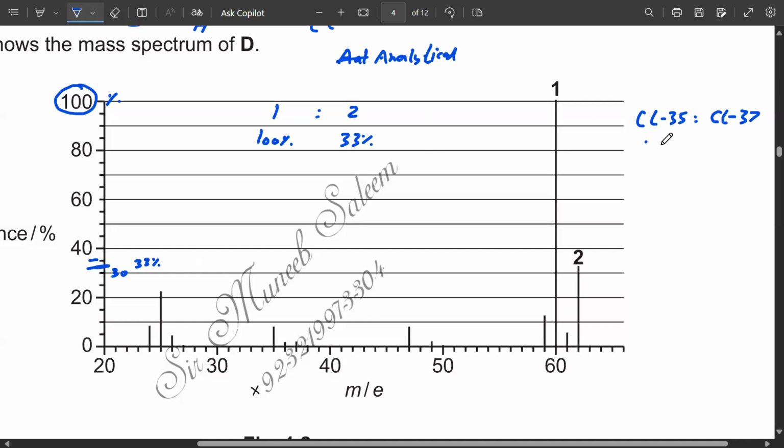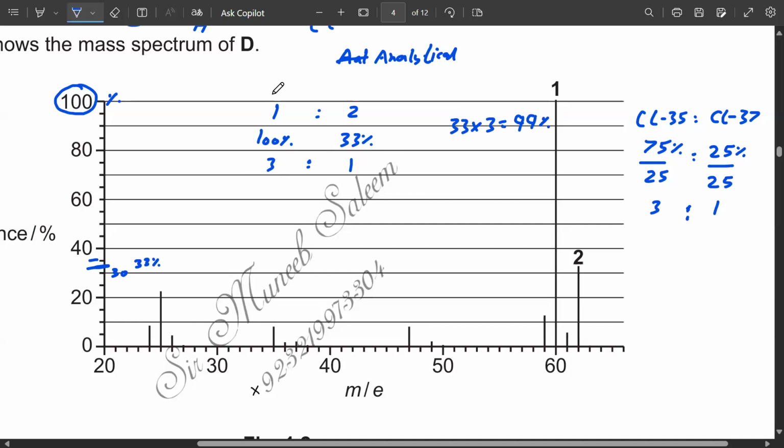The chlorine 35 is present by 75% and chlorine 37 is present by 25%. If we take their ratios, 75 divided by 25, we get 3 ratio 1. So this 3 ratio 1 is being indicated here. If we look closely, this 100% and this 33% means the same thing. It is also 3 ratio 1. If you multiply 33 with 3, you get 99, which is closer to the 100%.